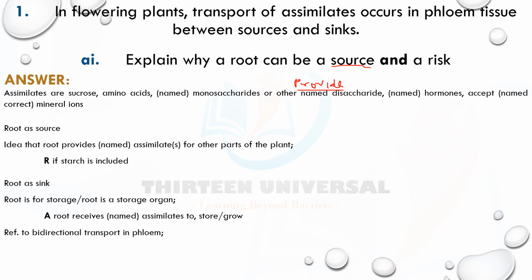Now, reference to bi-directional transport in phloem. So phloem transport can move from source to sink and sink to source, depending on where the source is and where the sink is. So that's another reason. Direction of movement changes with demands of the plant for named assimilates. So if a particular assimilate is needed by the leaf and is no longer made by the leaf and the root has it, it can move from the root, depending on the need. That's 2 marks.